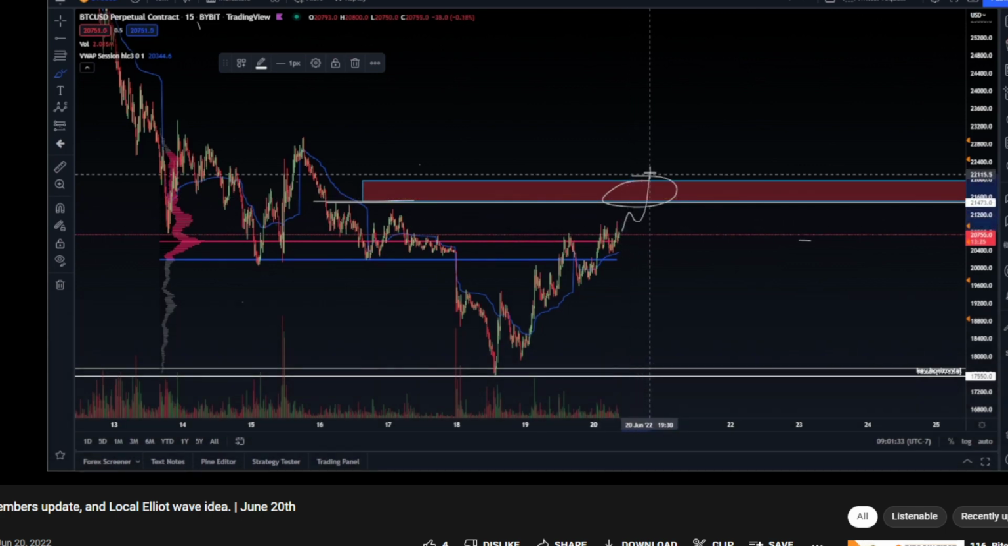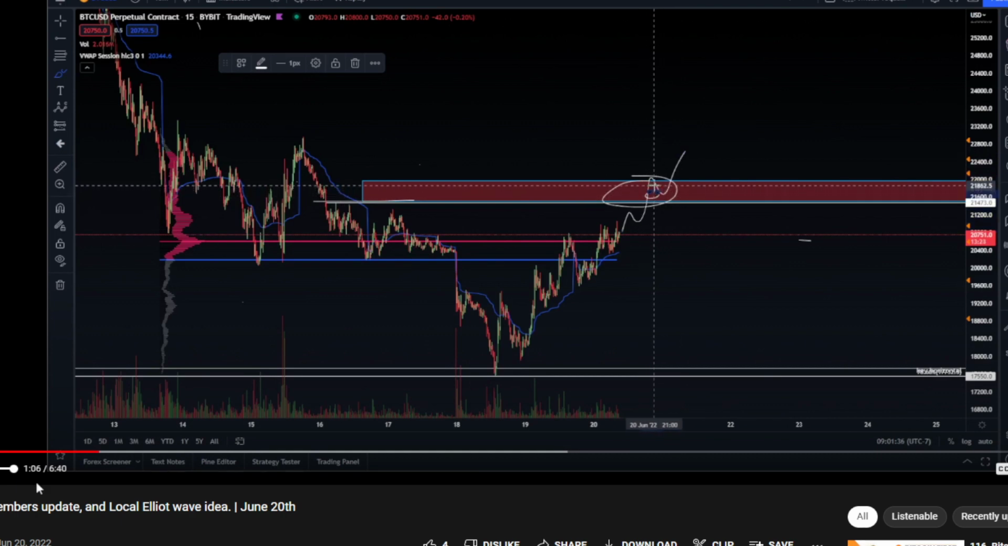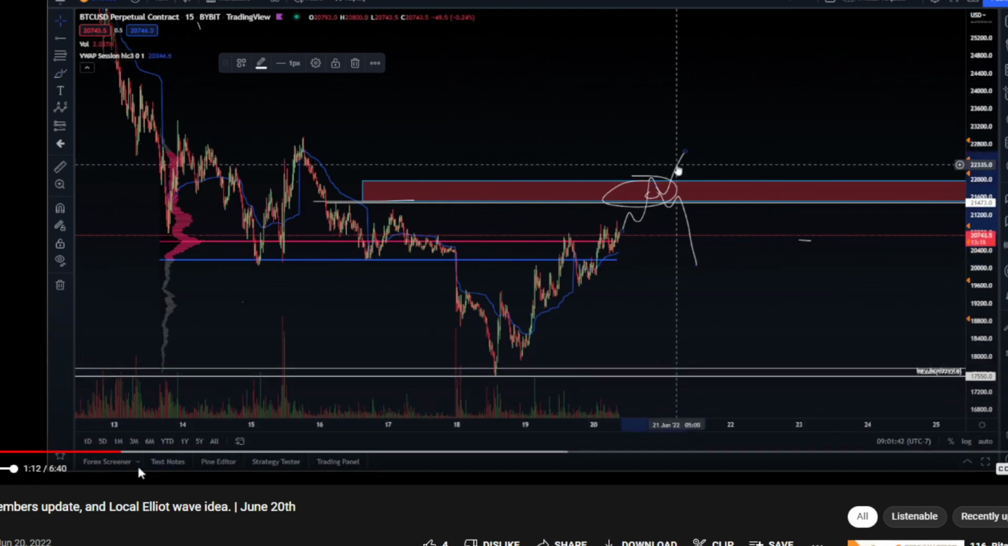And then there's going to be a lot of people interested in longing that breakout. But it's a prime place to maybe suspect some sort of pullback. And I'll go over that Elliott wave idea quickly.